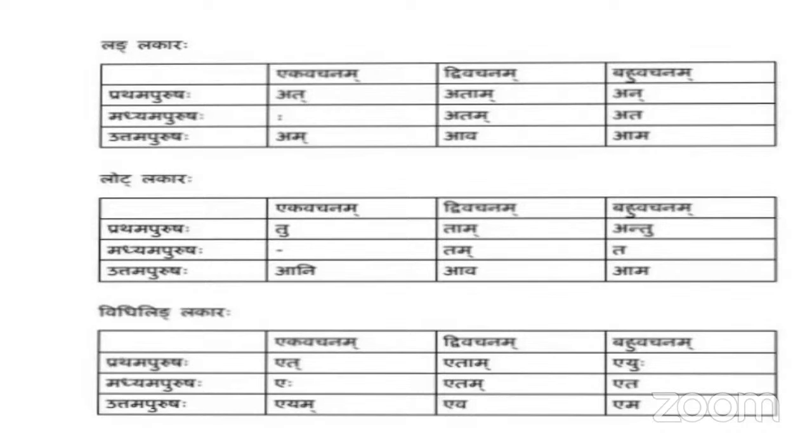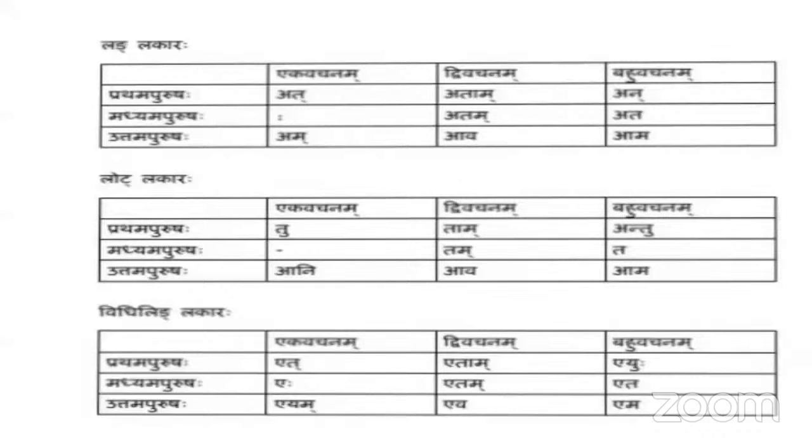And the last point is vidhiling lakar. So what is meant by vidhiling lakar? Vidhiling lakar means, I have told you, whenever we want to give notice in Sanskrit, we have to use these type of endings. Okay, so the endings are et, etam, eyuhu, ehe, etam, eta, ayam, eva, ema.